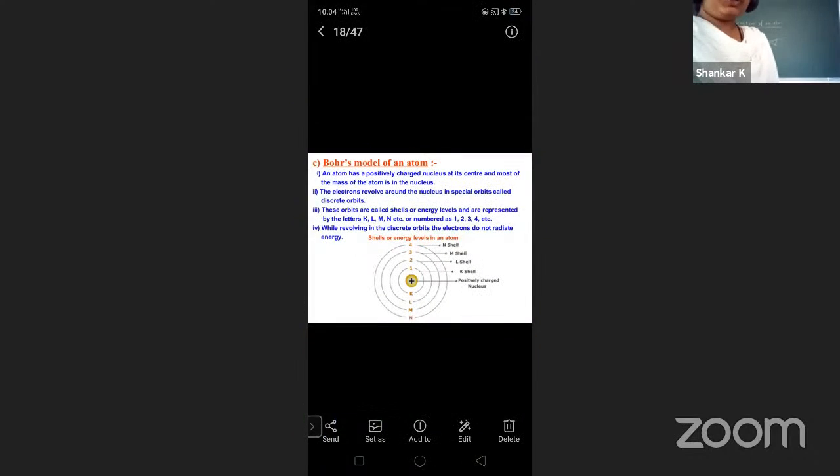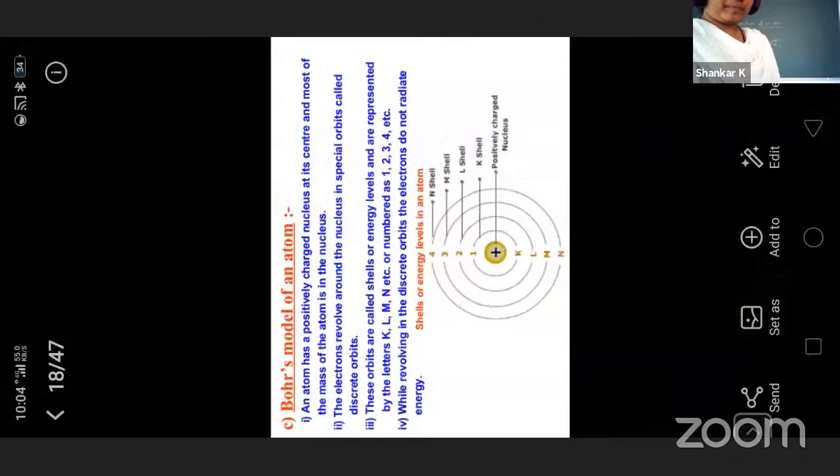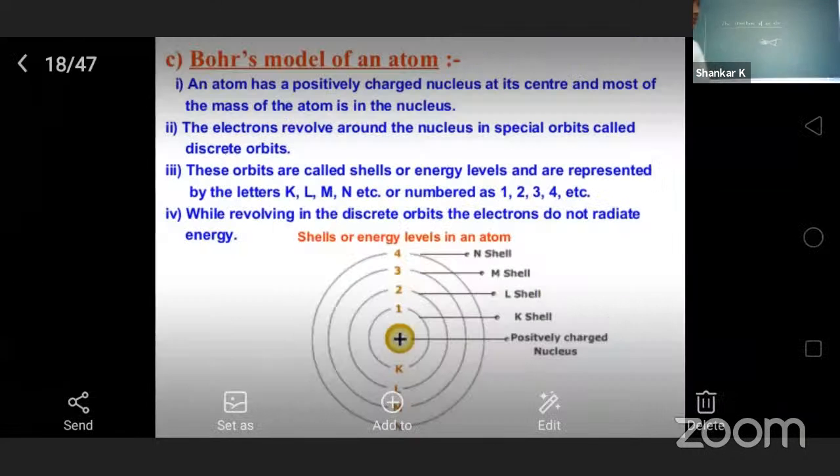So I will give you a note of that, students. Dalton's model, I will give you a note of that. And next, coming to Bohr's model of an atom. Bohr's model of an atom.